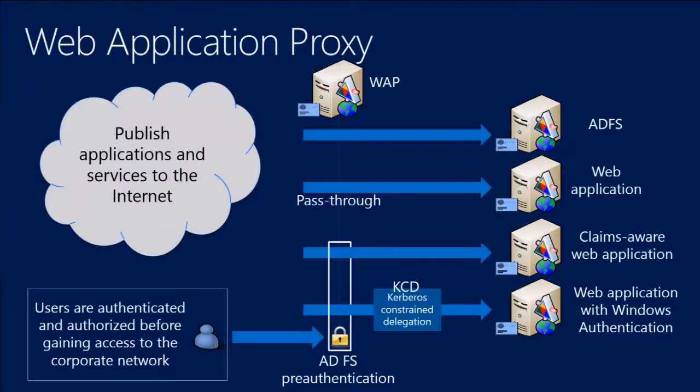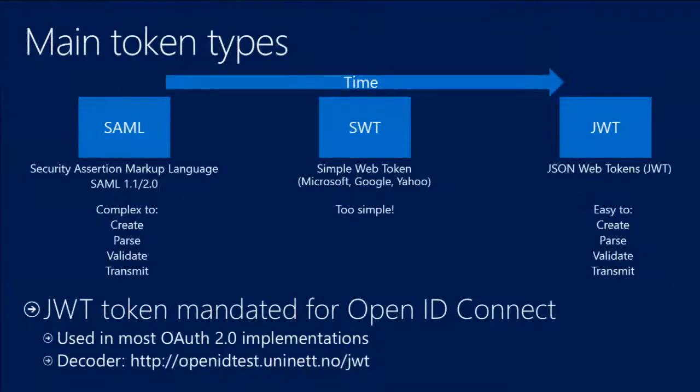We can do a pass-through. We've got no edge authentication. We can do a claims-aware publication, in which case we can use pass-through pre-authentication. So before we get here, we're going to have to authenticate to the ADFS server. And then finally, we can do it with Kerberos constrained delegation. Here, we can pre-authenticate at the edge and then go through to the Windows application.